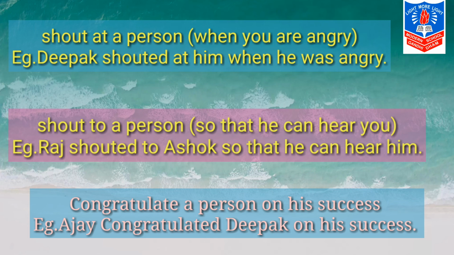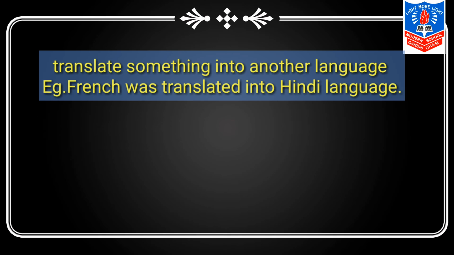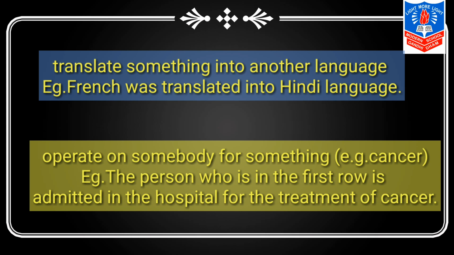The next example is congratulate a person on his success. So the example for this is, Ajay congratulated Deepak on his success. My next sentence is translate something into another language. So the example for this is, French was translated into Hindi. And my next sentence is operate on somebody for something. It is given cancer. So the example for this is, the person who is in the first row is admitted in the hospital for the treatment of cancer.